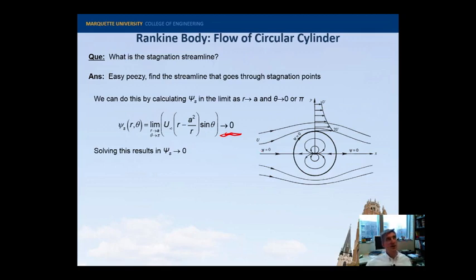So it's different than the Rankine half-body, right? For the Rankine half-body, the stagnation streamline was defined by the source strength per unit length divided by 2.